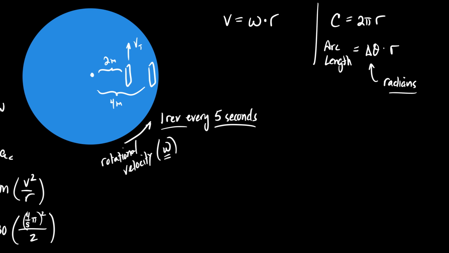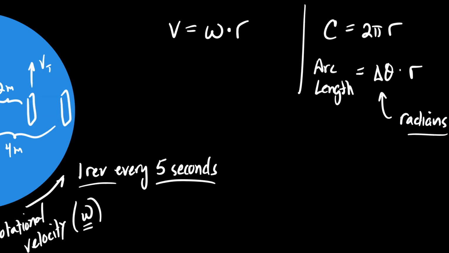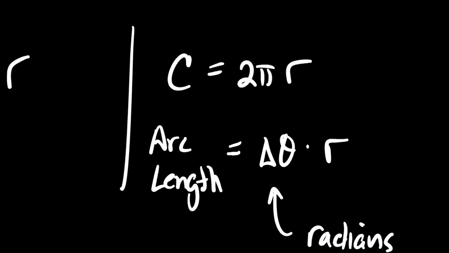Now, this is why circumference is 2 pi times the radius. A circumference is the arc length of an entire circle, and the angular displacement to go around an entire circle is 2 pi. So that's why the circumference equation is just this equation for an entire circle.